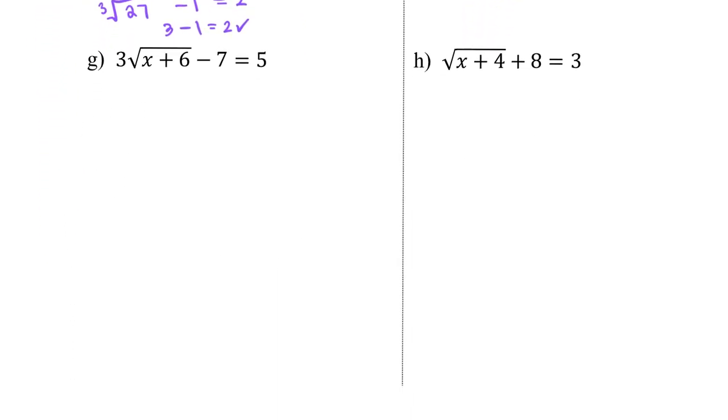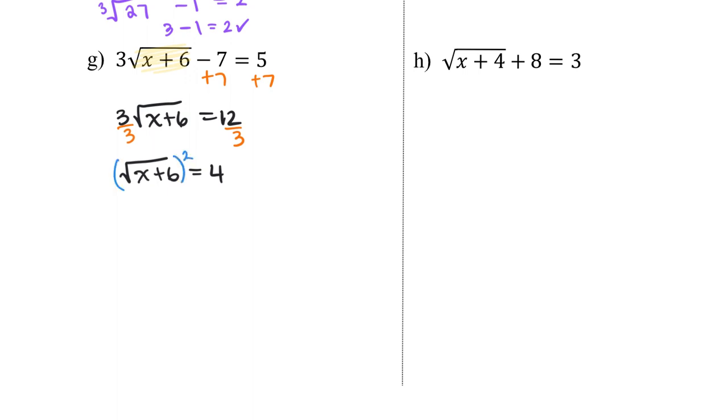Okay, G, where's my radical? There's my radical. I got to cancel the 3 and the -7, so let me add the 7 over. Okay, what now? Divide by 3. Let's divide by 3. Okay, the square root of x plus 6 equals 4. Since it's a square root, we're going to square both sides. X plus 6 equals 4 times 4, 16. Okay, if I minus the 6, I get 10.